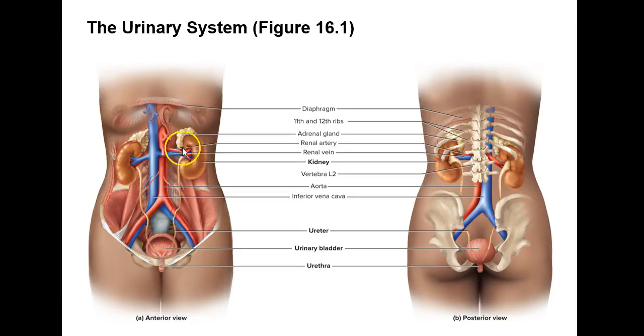This is the waste that's going to be formed by these kidneys, down towards the urinary bladder, and that's where that urine will be stored until it can be released from the body through the urethra here. This is the opening to the outside of the body.